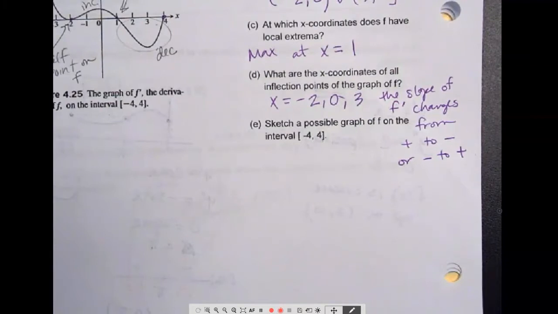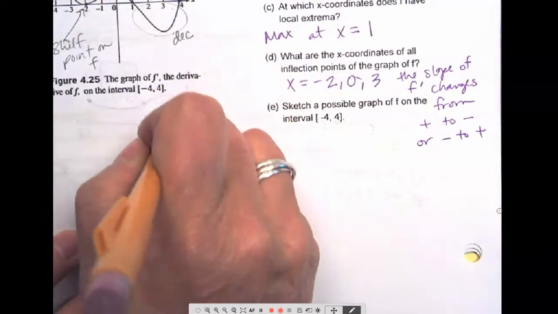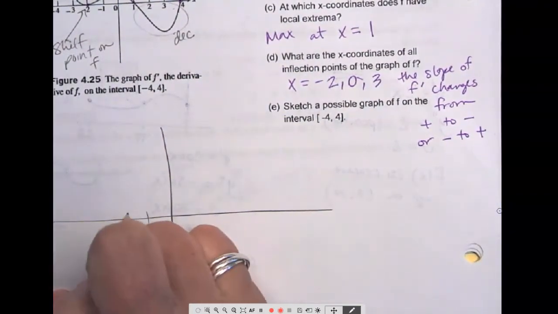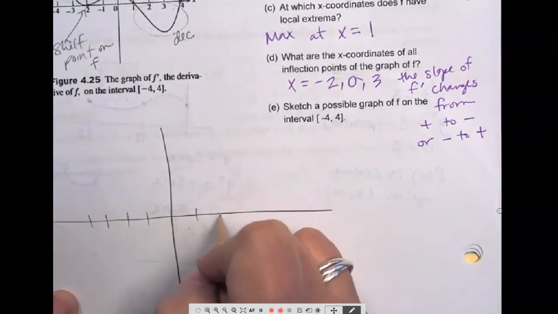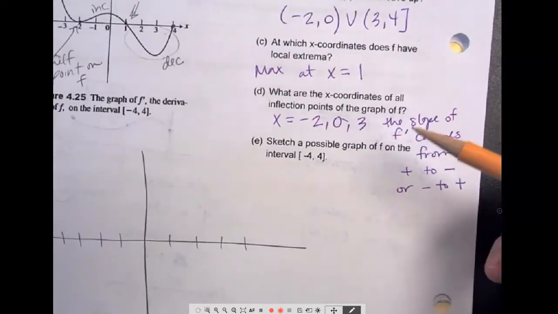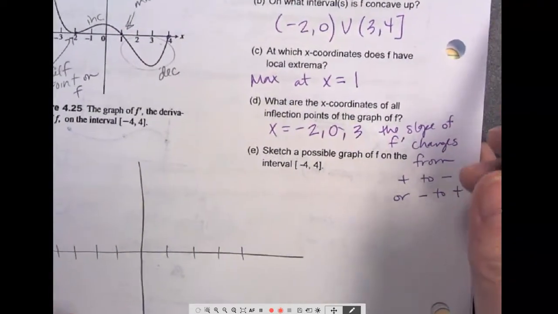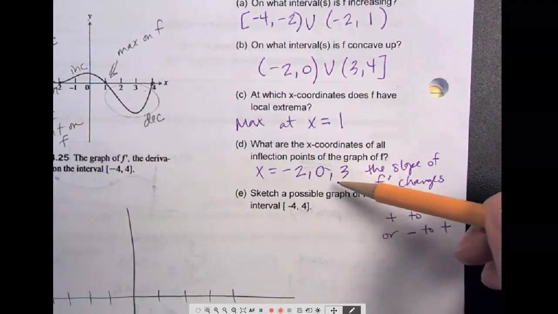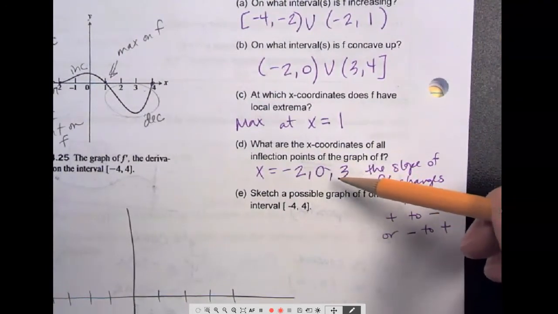Oh, sketch a possible graph. I'm going to use my pencil in case I mess up. 1, 2, 3, 4. 1, 2, 3, 4. Notice on these questions, we're only asked at what x coordinate. Why didn't it say, like, what is the point of inflection? Like the ordered pair.